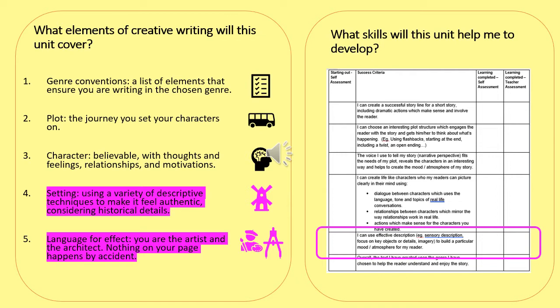The part of the marking tag that we'll be focusing on this week is the I can statement that says: I can use effective description, and in the bracket there is sensory description, focusing on key objects or details, and imagery to build a particular mood and atmosphere for my reader.